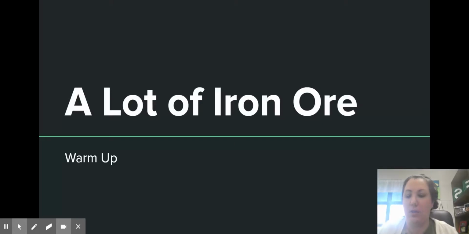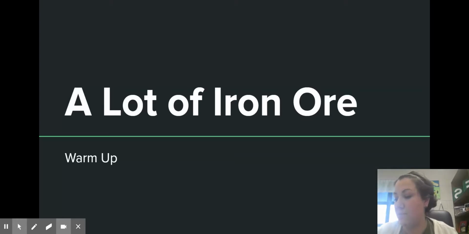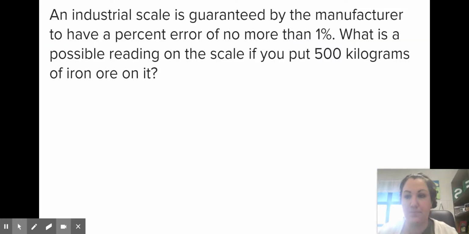going to go over a warm-up about iron ore that can be found on page 91. This is activity 15.1. It would be in your best interest to follow along with me as I go over the question, as this will help you with your activity 2 that you are going to complete.